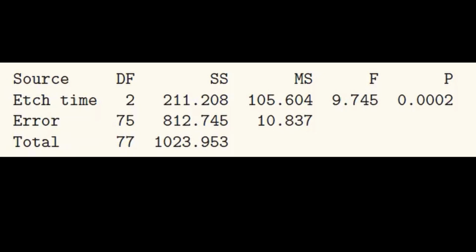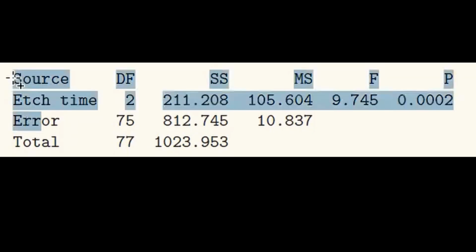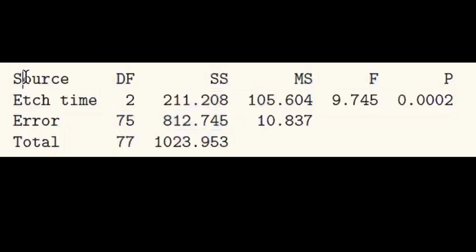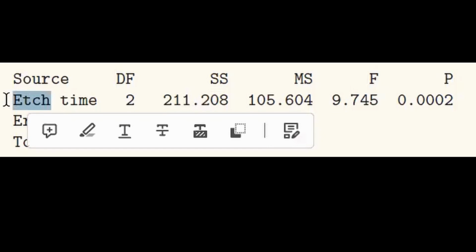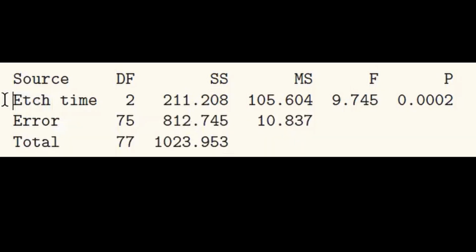You will have to understand how to interpret the ANOVA table. This ANOVA table is pretty straightforward. It doesn't include some of the other stuff that we get when we look at it in R. It's pretty simple. It just tells you the source. In this case, we just have one X, which is etch time, right? The degrees of freedom is 2 because we have 3 treatments. So for etch time, number of treatments minus 1. And the sum of squares, the mean square error, F.